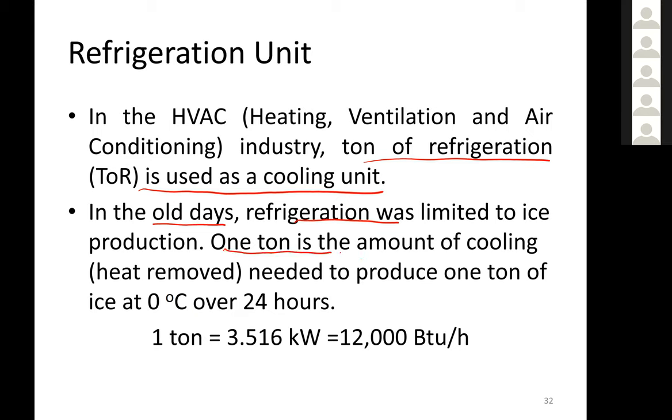So 1 ton is the amount of cooling, or heat removal, needed to produce 1 ton of ice in 24 hours. And of course, by using the heat of vaporization at 0 degrees C, we can convert tons to kilowatts. So 1 ton corresponds to 3.516 kilowatts, and that's equivalent to 12,000 British thermal units per hour. Of course, this is the industrial, or market, unit.